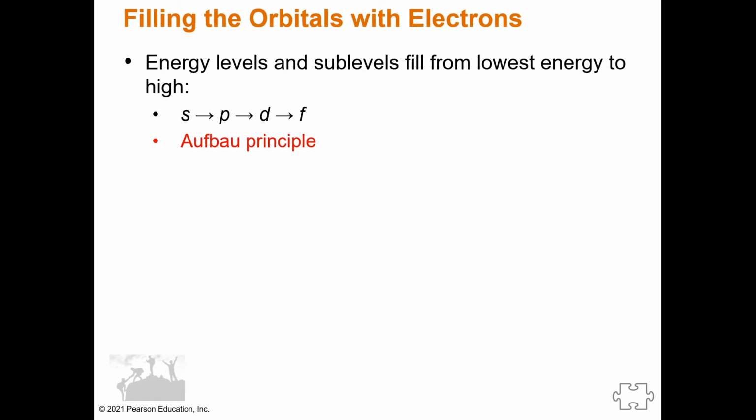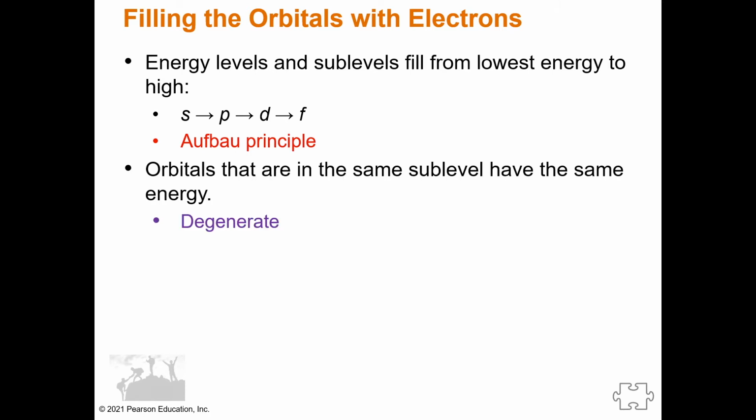So generally speaking, we're going to follow the letter designations for L. So that's S, P, D, and F being the highest level energy. But specifically, we're going to follow the orbital order of filling. Next, you need to know that some orbitals are degenerate, and that just means that they are at the same energy level.